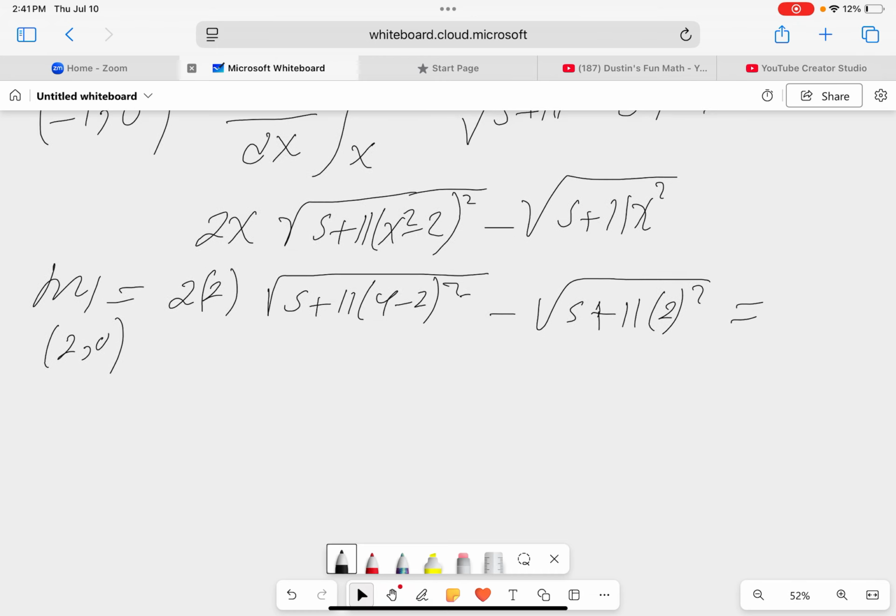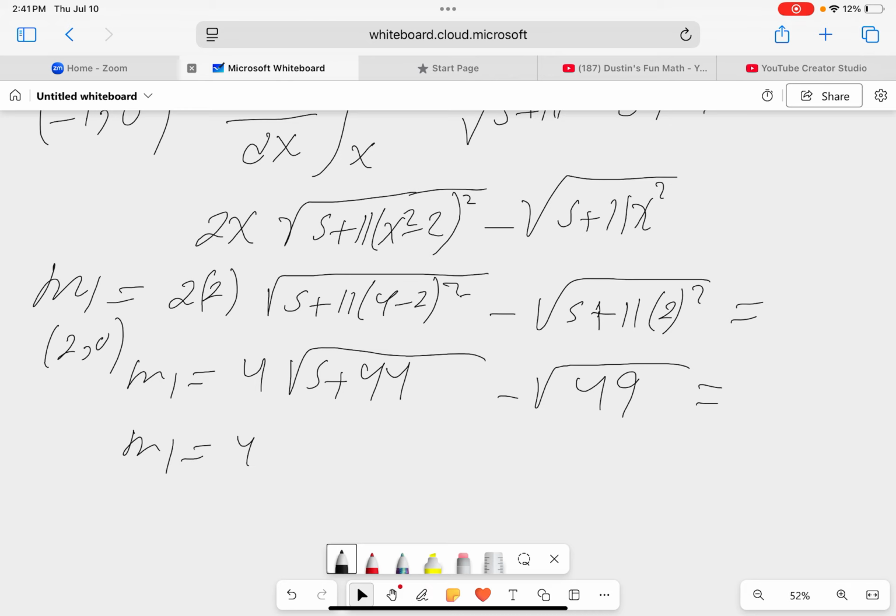calculate this. So m1 is going to be equal to 2 times 2 is 4. And then we have 5 plus 11 times 2 squared, which is 4, minus 2 is 2. 4 times 11 is 44. Minus 5 plus 11 times 2 to the power of 2, which is 4. 4 times 11 is 44. 44 plus 5 is going to be 49. So m1 is going to be 4 square root of 49 minus square root of 49. So the square root of 49 is simply 7. So I'm going to have 4 times 7 minus 7. So 4 times 7 is 28, minus 7 is going to be 21.